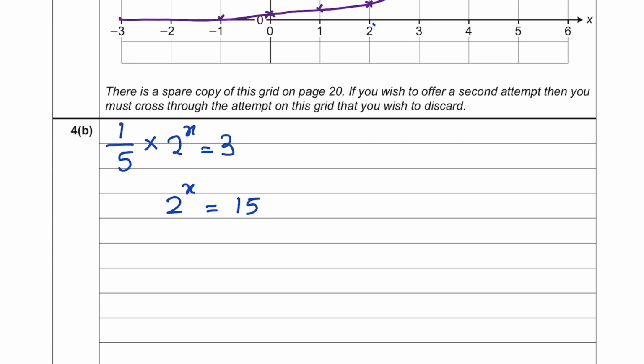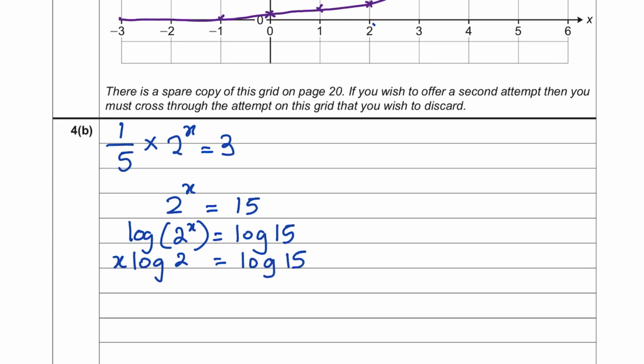And now let's take log of both sides. So we can say log 2 to the x equals log 15. And we can bring this power of x down as a coefficient to make x log 2 equals log 15, as this is one of the laws of log. And now make x the subject. So I have x equals log 15 over log 2. And if we put this into the calculator, we'll get x equals 3.91 to 3 sig fig.